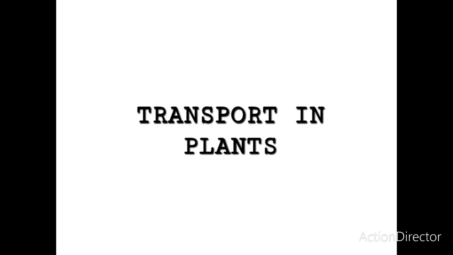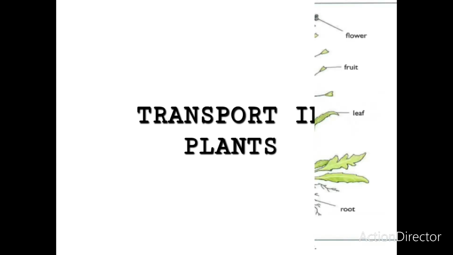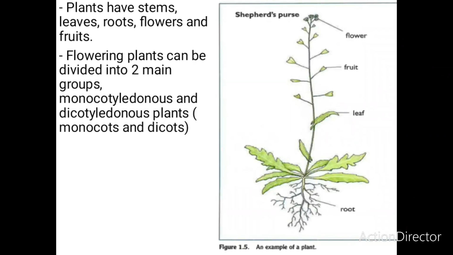So today we are going to look at transport in plants. Basically, we are going to look at how substances are transported in plants. So without wasting any time, let's jump right into it. Plants have roots, leaves, stems, flowers and fruits. In this diagram, we can see an example of a plant. It has got some flowers, some fruits, some leaves, and some roots.